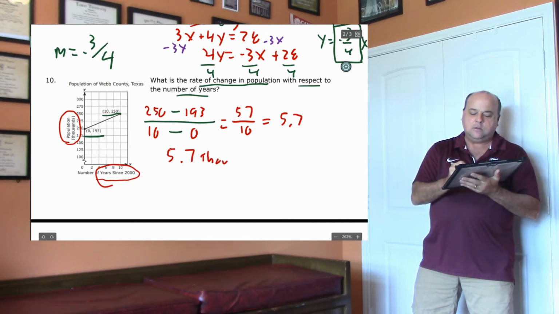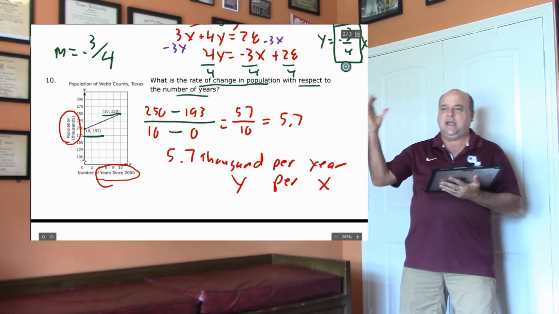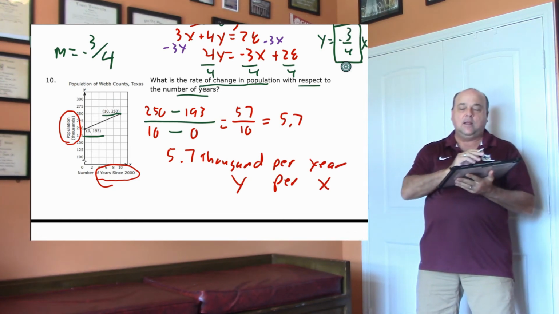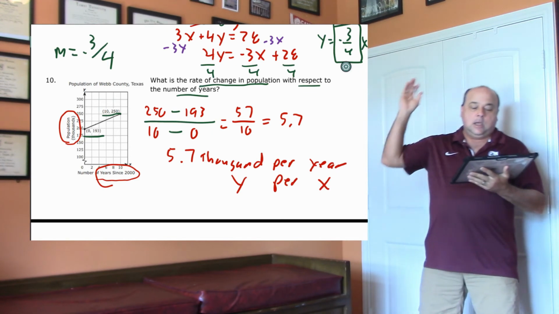5.7 thousand per year. Remember, it's Y per X. If they had words in there, that's what it would say. The population per year, right?